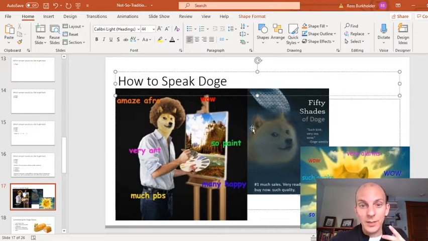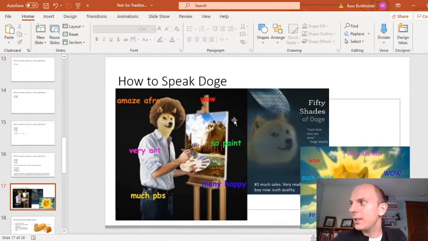And here are some examples. So I've laid out 3 different examples of the Doge meme for us to view, right? Amaze Afro, wow, so paint, very art, much PBS, many happy. Very alarms, wow, much morning, many sunshine, so serial, wow. Right, and here's 50 Shades of Doge, such kink, very sex, wow, by the Doge Weekly. I thought that one was particularly funny.